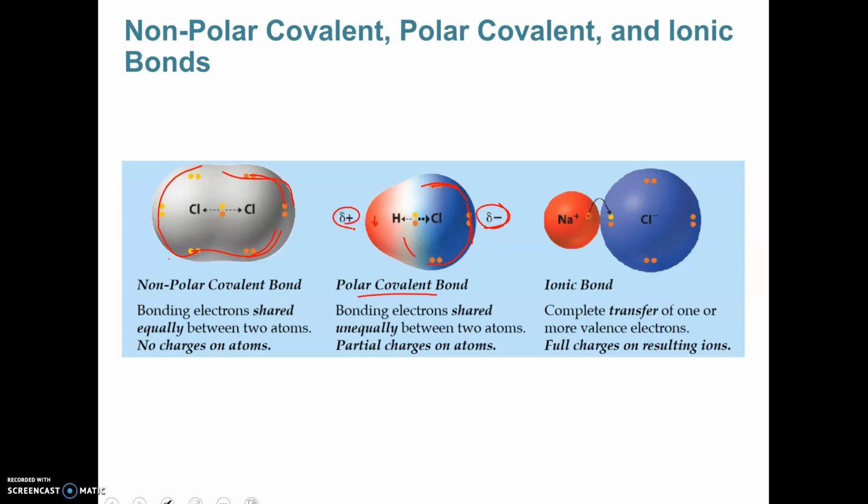You might wonder why there's a positive. That's because, remember, these still have protons in the middle. So if you have more protons than electrons, you end up with that slight positive. And then here's your ionic. The chlorine literally steals the electron from sodium. This has a plus charge, and this has a minus charge.